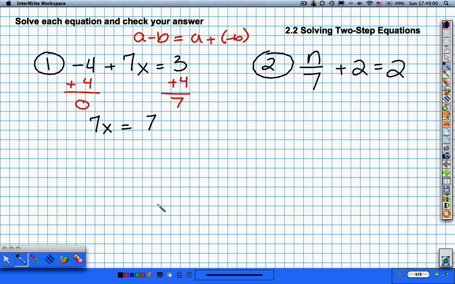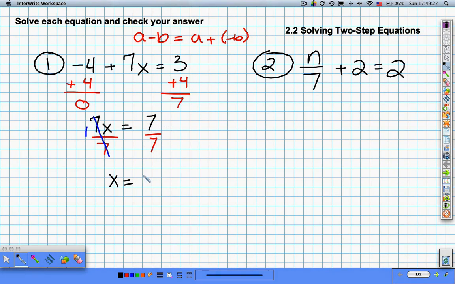So we've just completed our first step. Our second step now should in fact isolate our variable because it's our last step. So what we need to do now is divide, because we have multiplication here, by our coefficient, which is in fact 7. These two coefficients become 1. So we're left with x equal to, and 7 divided by 7 is also 1. So our answer is 1.